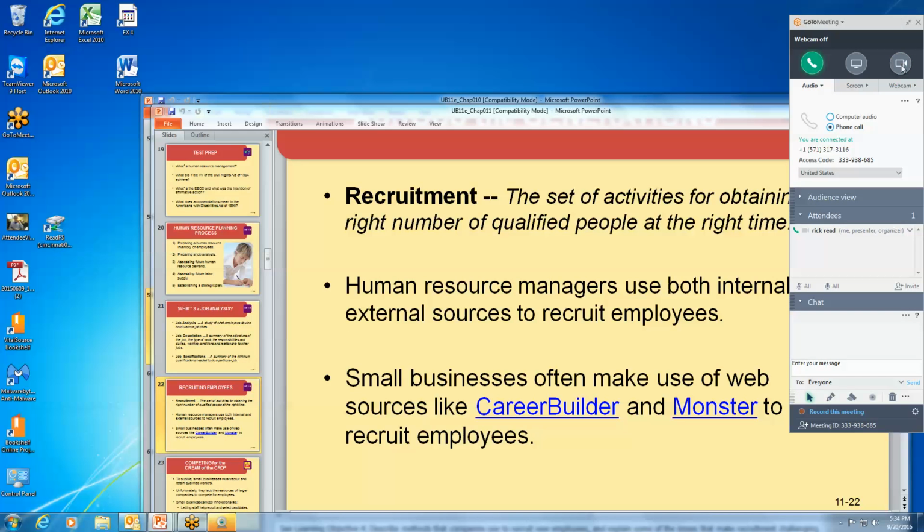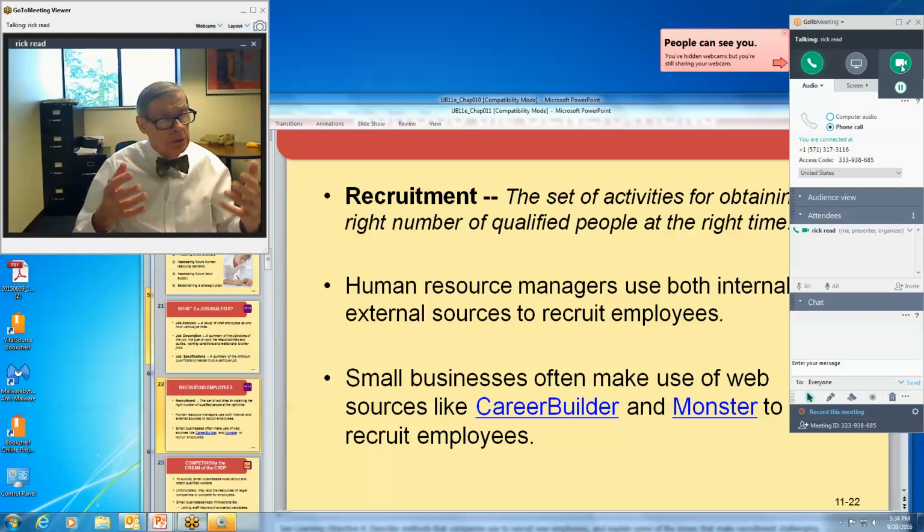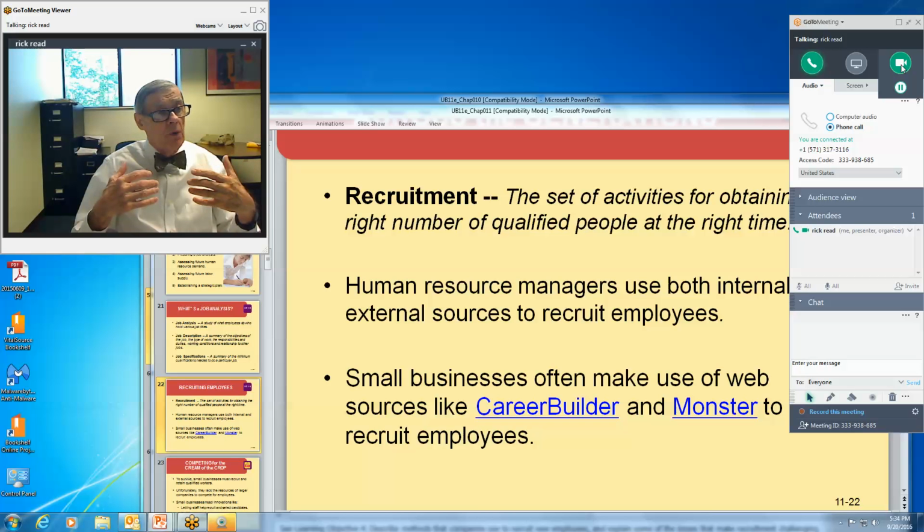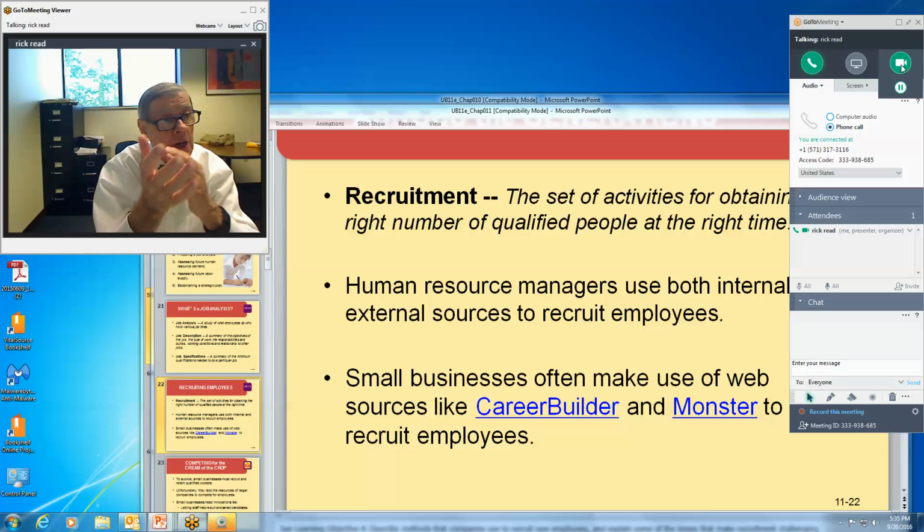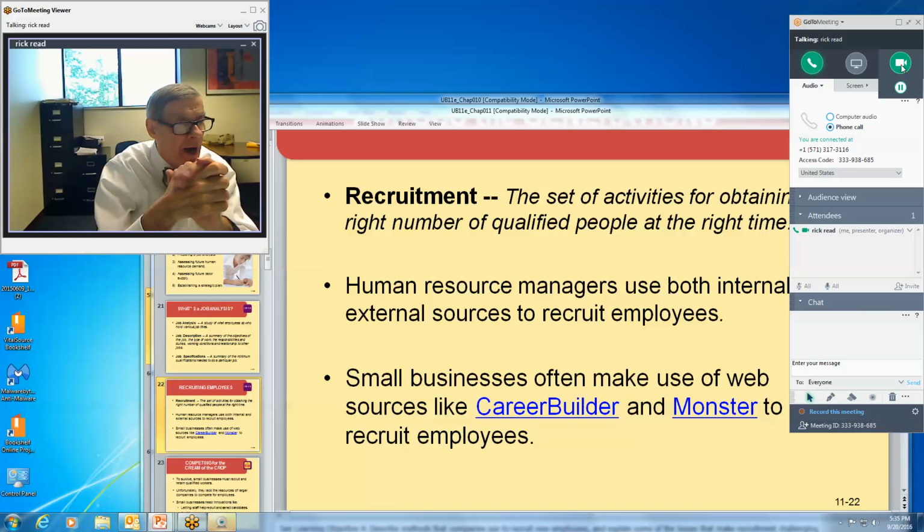So recruiting is all the things that you do to get the right number of people, or a minimum number of people, or the actual number of people that you want, who are qualified, to apply for a job when you want them to apply, or at the time that you need them to apply. We can do this both internally and externally, although if you do it internally, you're usually only talking about one job, sometimes two, but probably not.